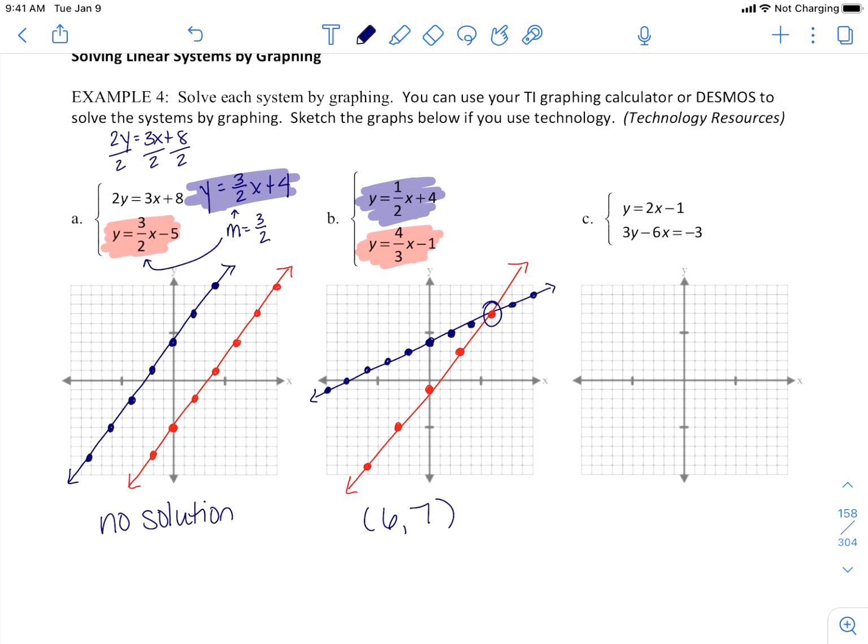All right, the last one here, we have our first equation is in slope-intercept form. The second one we need to solve for, though, so let's do that first. 3y minus 6x equals -3. So I'm going to add 6x. Then we have 3y equals 6x minus 3, divide by 3. And we get y equals 2x minus 1.